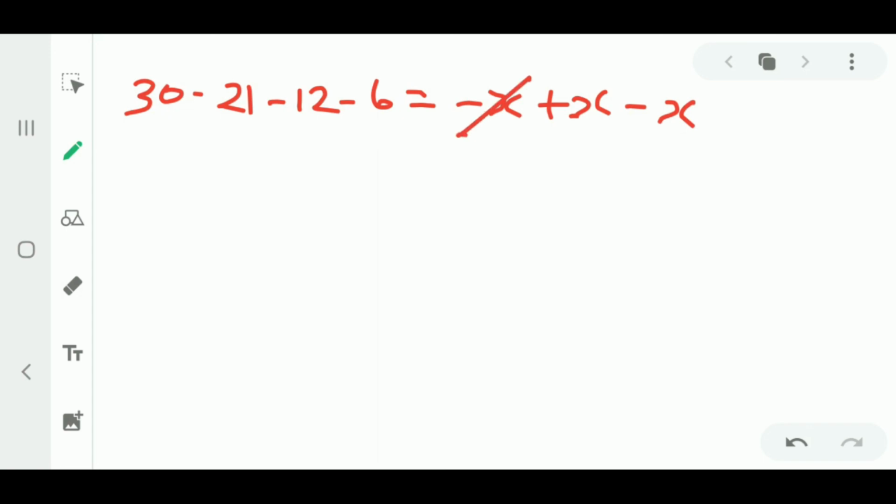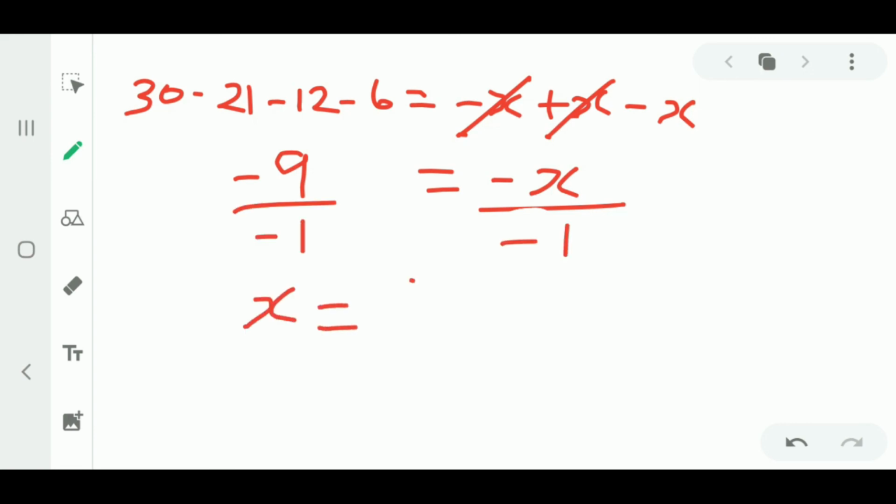So this would cancel this. So we would have minus X. 30 minus 21 minus 12 minus 6 would give you minus 9. And remember we would want X to be positive, so we're dividing both sides by -1. So X is equal to 9.